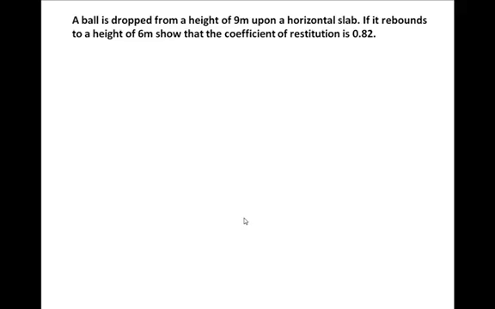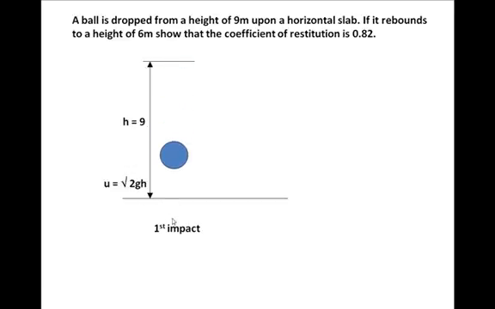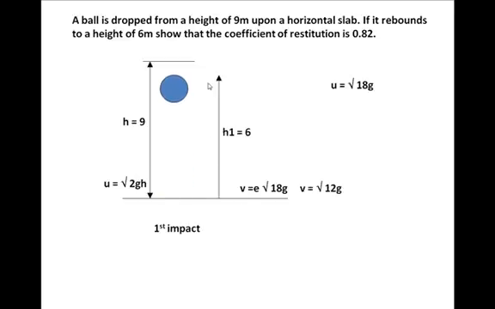Now let's solve an actual problem. It says a ball is dropped from a height of 9 meters upon a horizontal slab. If it rebounds to a height of 6 meters, show that the coefficient of restitution is 0.82. Okay, here is 9 meters. You're going to drop a ball from here. When it reaches here in its first impact, we know that it achieves a velocity of root 2gh. h is 9, so root 18g. Now with what velocity will it bounce back? Obviously e into u, and that is e into root 18g. So it starts moving up, but it reaches a height of 6 only.